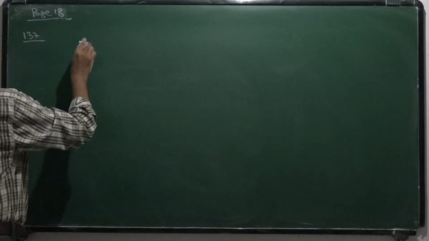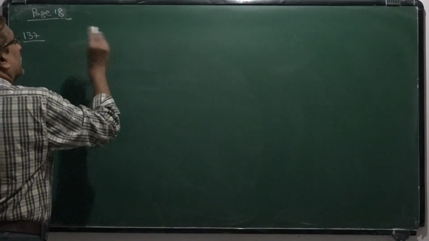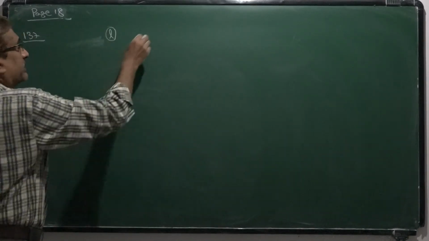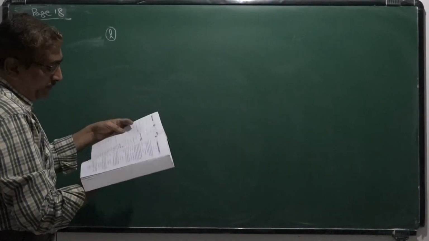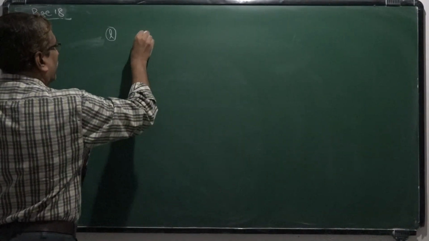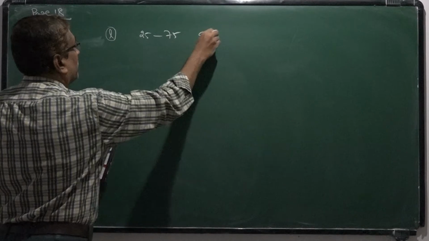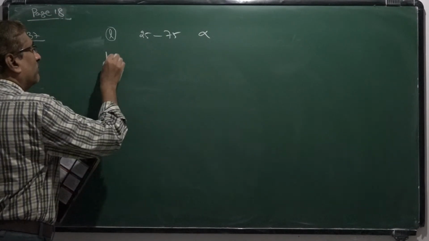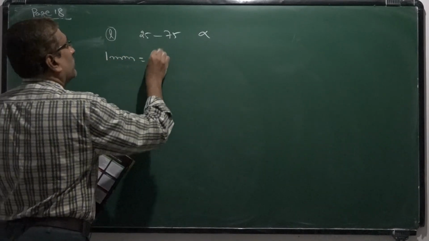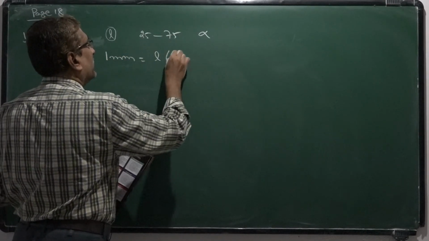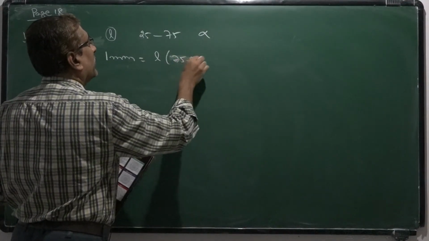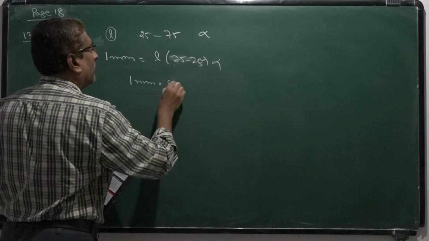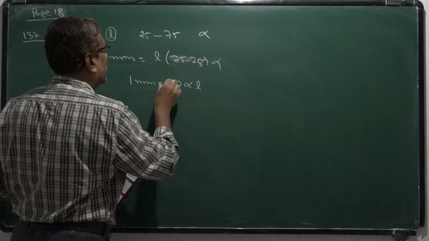So assume that the initial length of that particular wire is L, and temperature changes from 25 to 75. Assume that its linear coefficient is alpha. Then we can write change in length is 1 millimeter. So 1 millimeter is equal to L into 75 minus 25 into alpha. So 1 mm is equal to 50 alpha L. This is given.